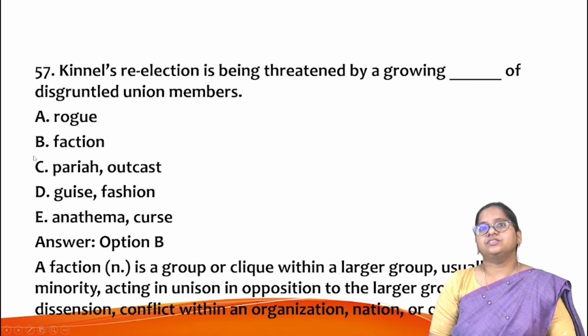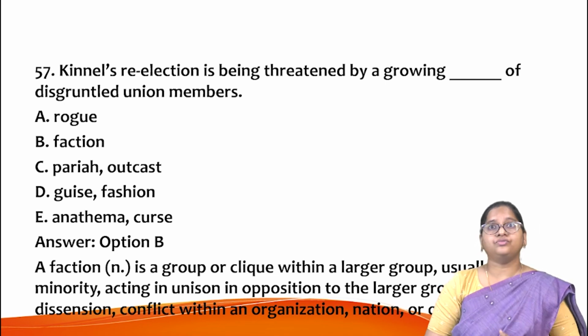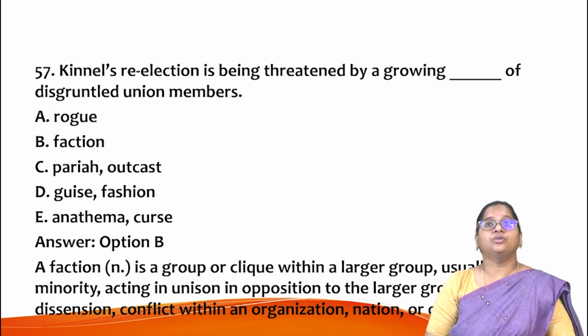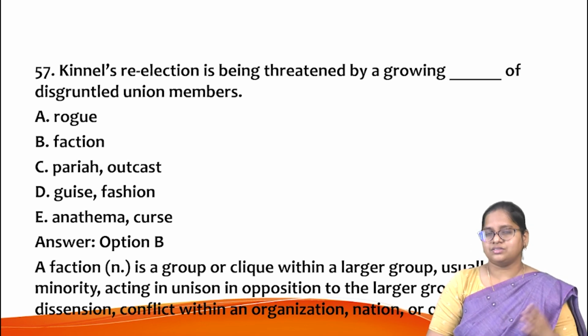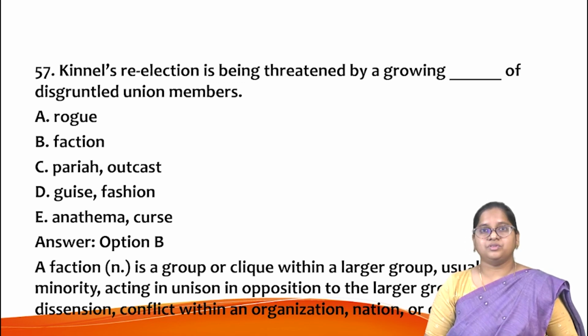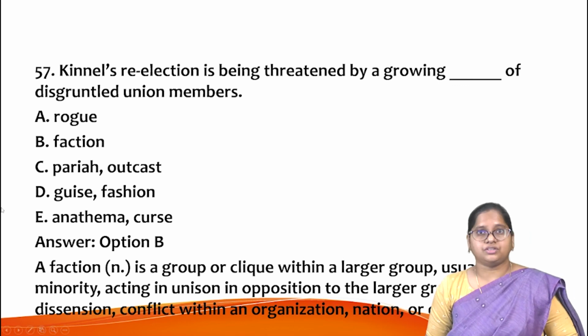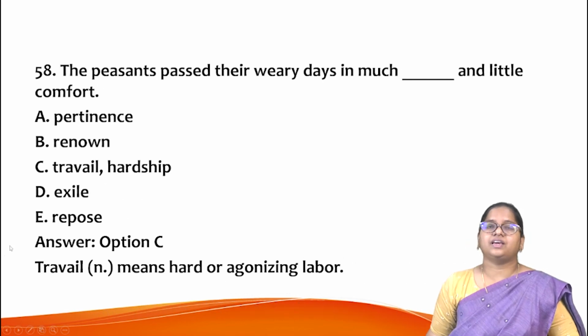Next question. Kennel's re-election is being threatened by a growing blank of disgruntled union members. So what do you think? Rogue is a person, you can treat a person as a rogue. Faction, yes, a kind of rivalry. Pariah means an outcast, somebody who is not taken into consideration. Anathema is a curse kind of thing. So obviously faction, disgruntled union members, option B is the right answer.